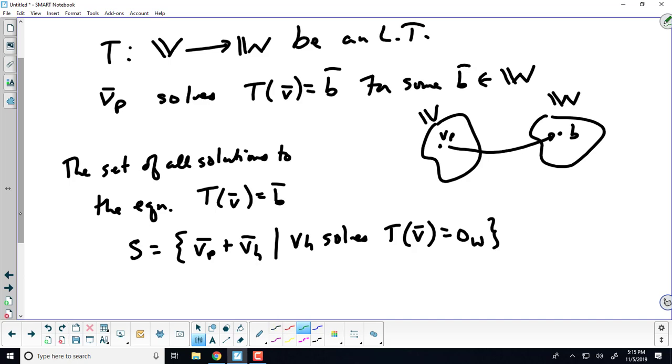That is, that describes, you know, for instance, here's some other one, VP prime, that goes there. Okay? One way to look at that is you could just simply take one of the homogeneous solutions, VH, and add these two together to give you VP prime. Okay, so you can build them all from just one particular solution and all homogeneous solutions. So let's do that in an example.